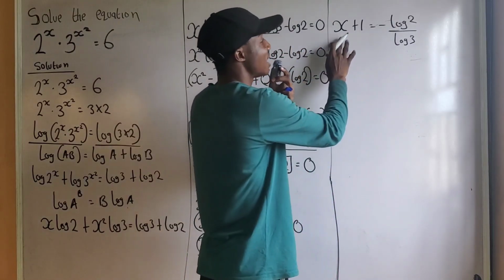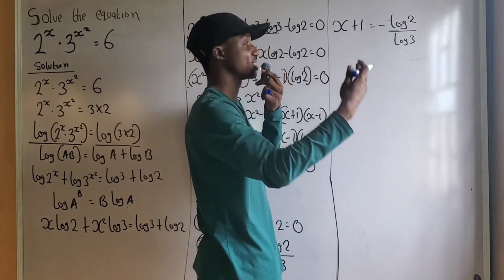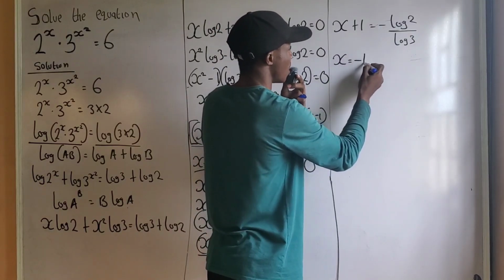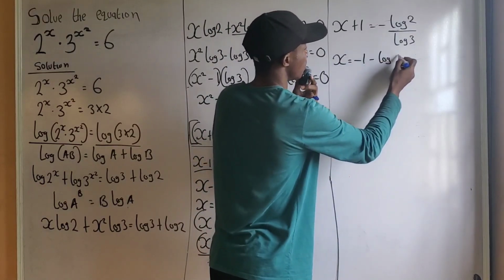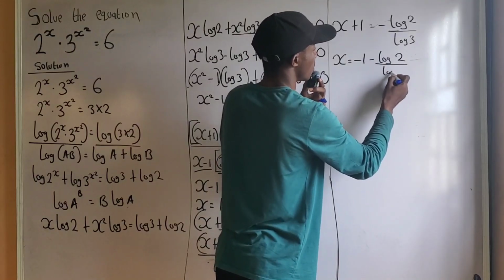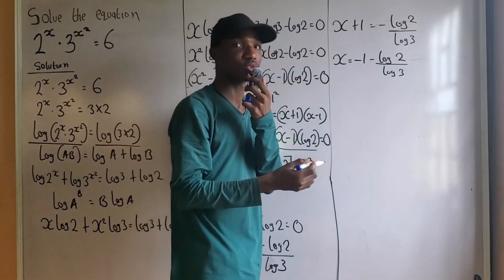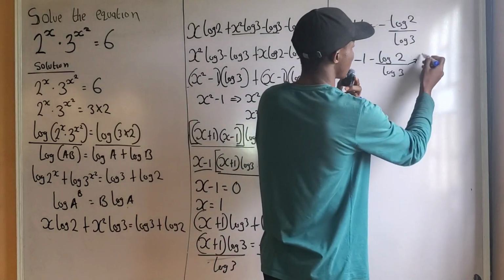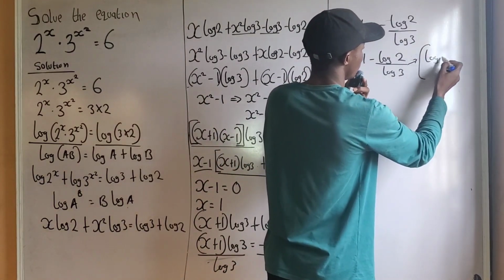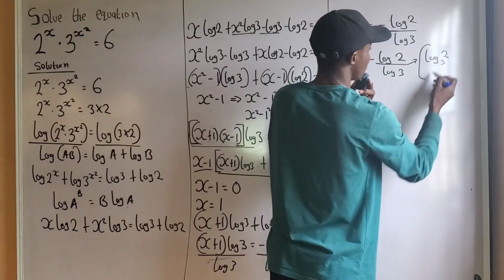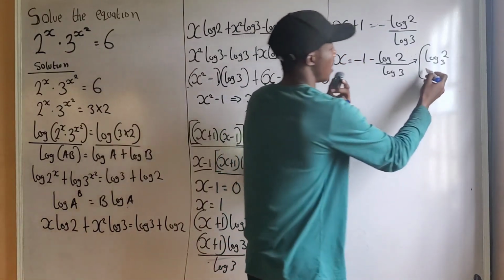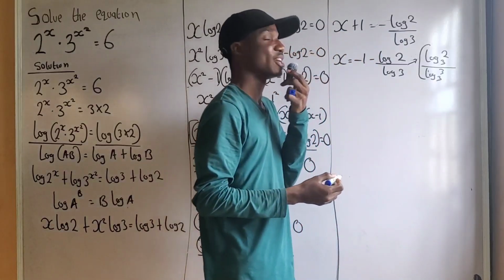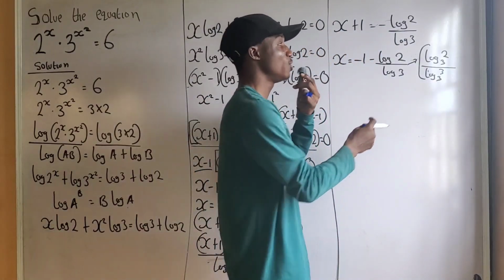Okay, now take this plus 1, take it to the right hand side as well. I'm going to have x equals to minus 1 minus log 2 all over log 3. Okay, now according to change of base formula, please pay attention. According to change of base formula, this can be written as log 2 base 3 all over log 3 base 3. That is, I change the base. Are you getting what I'm trying to say? I use 3 as the base.